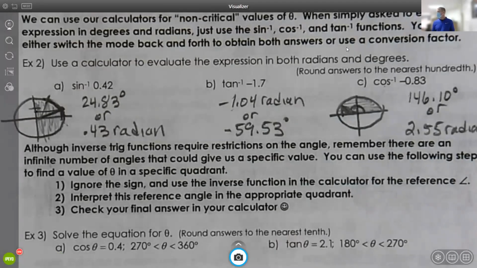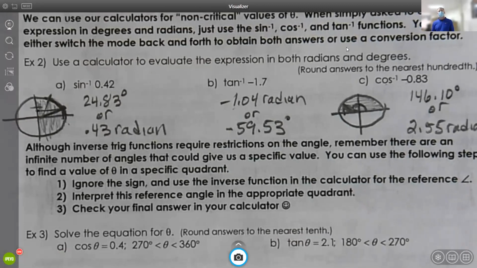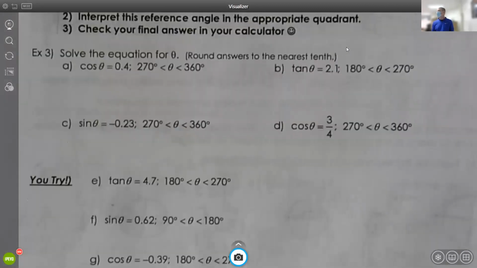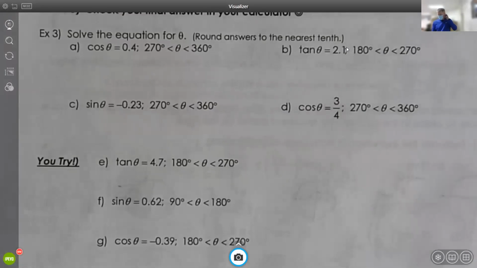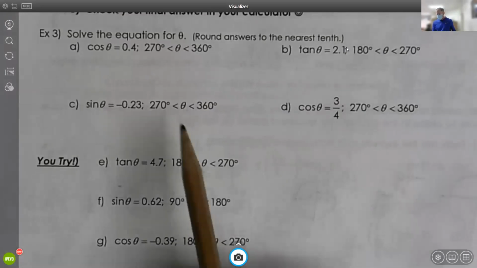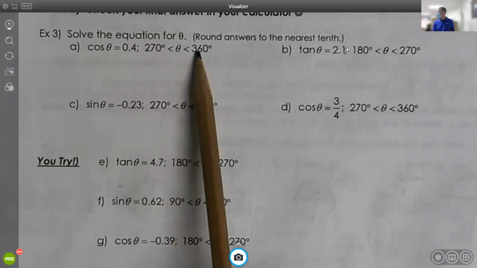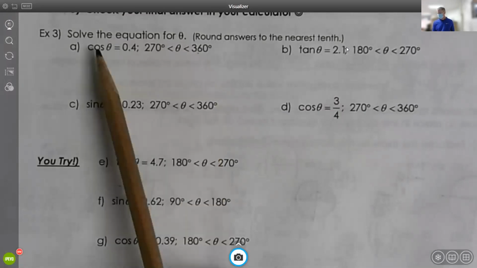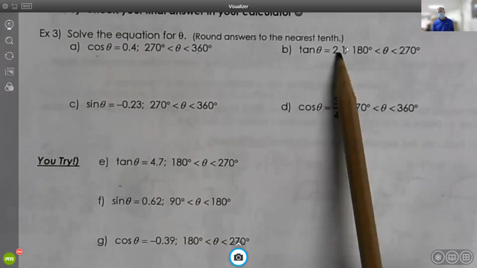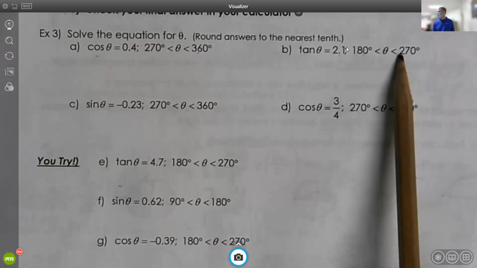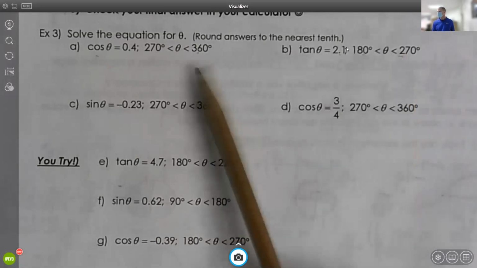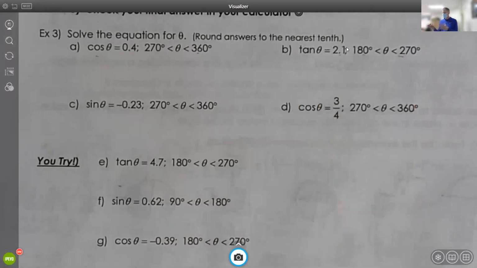All right. So those were some pretty straightforward inverse questions. Now we come down to our final 4, and you've got 3 that you can try, but we've got our final 4. Now this is funny. They're asking for angles from 270 to 360 for cosine. They're asking for angles between 180 and 270. So this is going to be different than what the calculator is going to give us. So then we're going to have to calculate where that is. Let's give it a try.